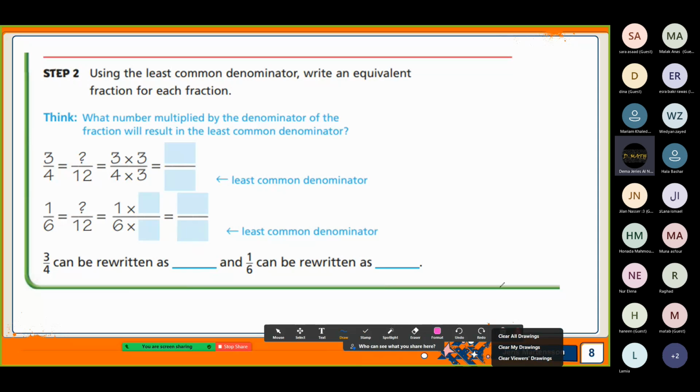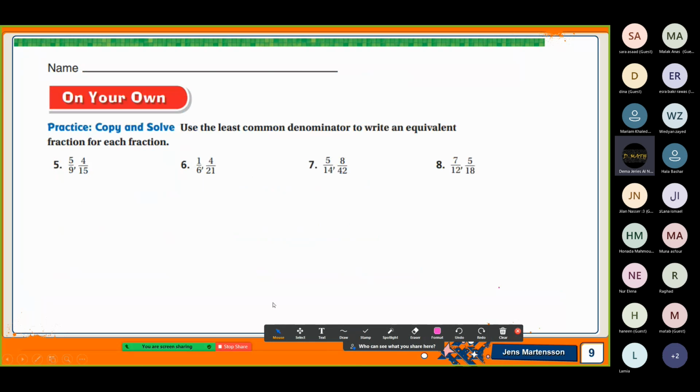Okay. Now who wants to help me solve number 5 faster? Okay, who wants to help me? Not Sarah, not Hanin, not Huna. Malak. Yes, Malak.